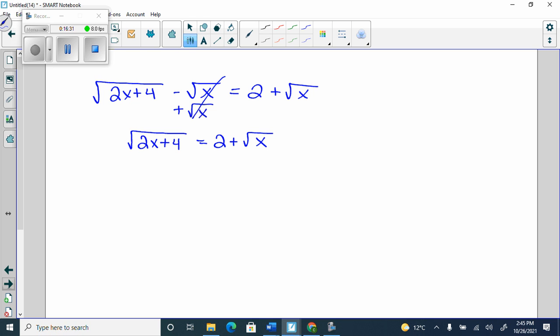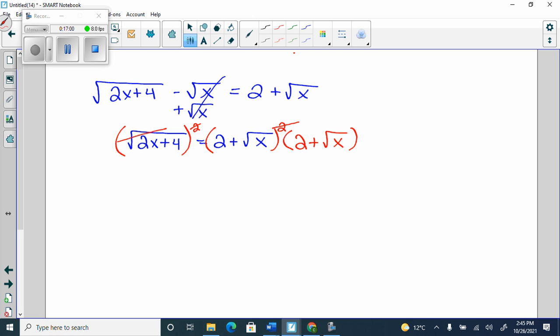Square both sides. When I square a square root, this one's nice. It goes away. When I square a binomial, what do I have to do? Cross out the 2 and rewrite it again. If you do that every single time you have a binomial, you will never, ever make a mistake in grade 11 or 12 or onwards. It happens in 12 as well.